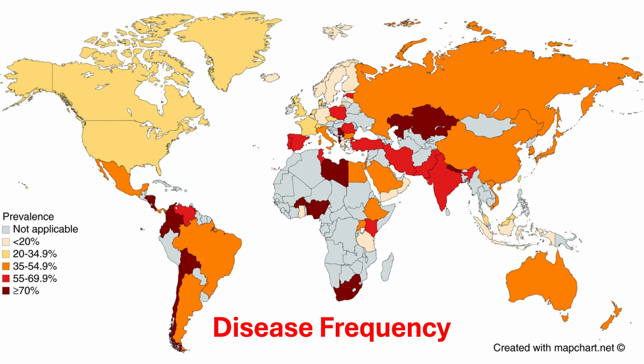This map shows the global distribution of H. pylori. About half of the world's population is infected, but prevalence varies widely by region. Rates are highest in parts of East Asia, South America, and Africa, especially in areas with limited sanitation. These same regions also tend to have higher rates of gastric cancer linked to H. pylori.